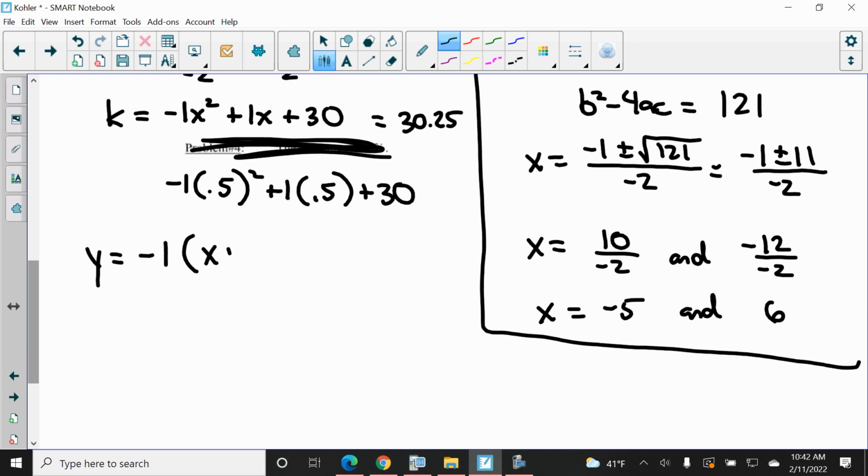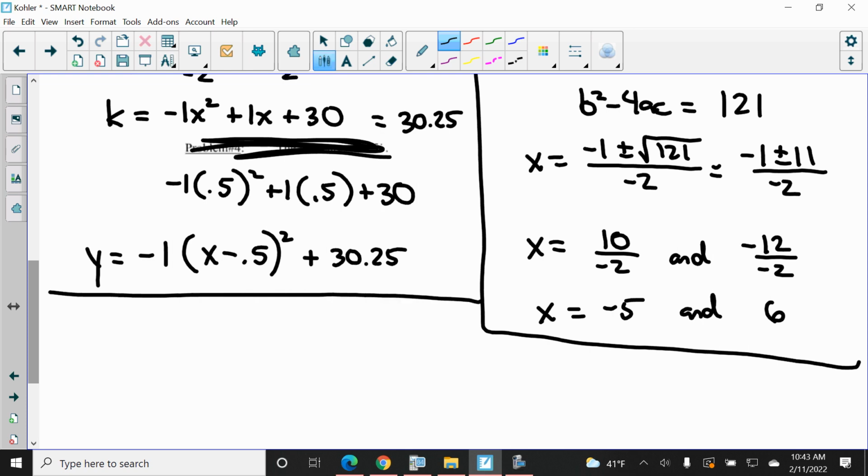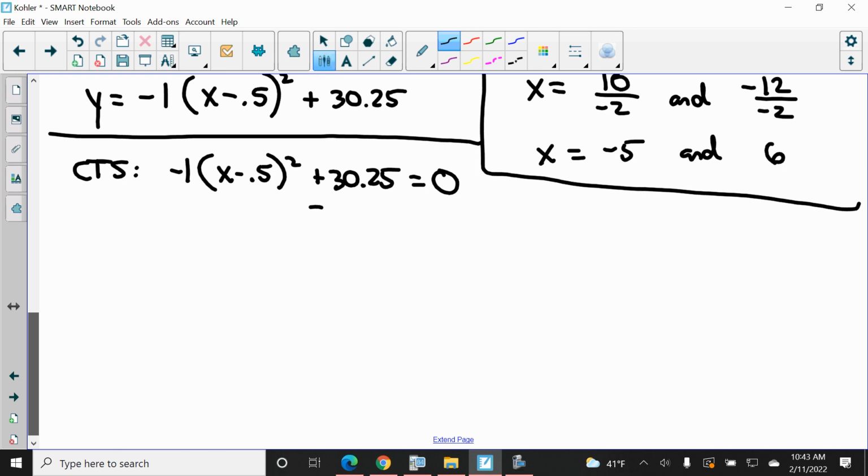And I'll go to the calculator. -1 times 0.5 squared plus 1 times 0.5 plus 30. And it comes out to be 30.25, so K is 30.25. There we go. So vertex form, y equals -1 times x minus the h number, 0.5, squared, plus the k number, 30.25. There it is, vertex form.